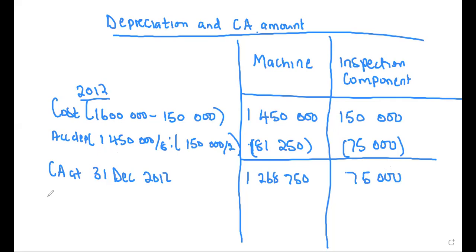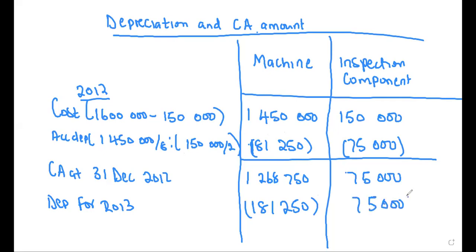Then we need to calculate the depreciation for 2013. Remember, we're doing for 2013 and 2012. So the depreciation doesn't change as long as you are using the straight line method. The depreciation will only change if we are using the reducing balance. But if you are using the straight line method, the depreciation is going to be the same every year. So it's still going to be 181,250. And here it's going to be 75,000.